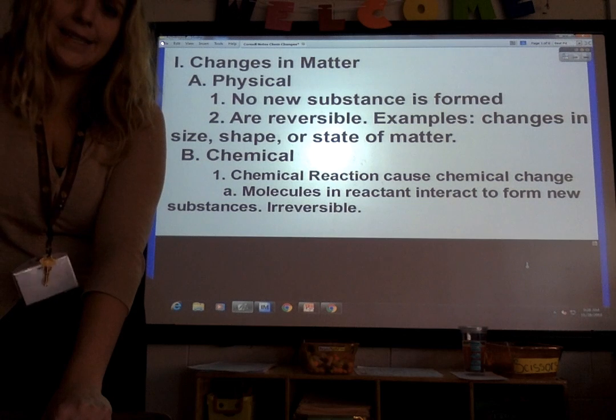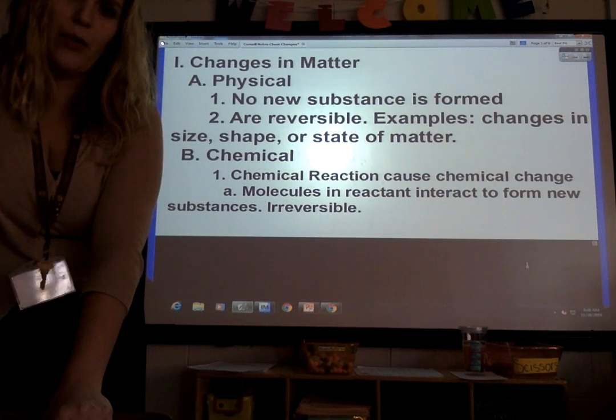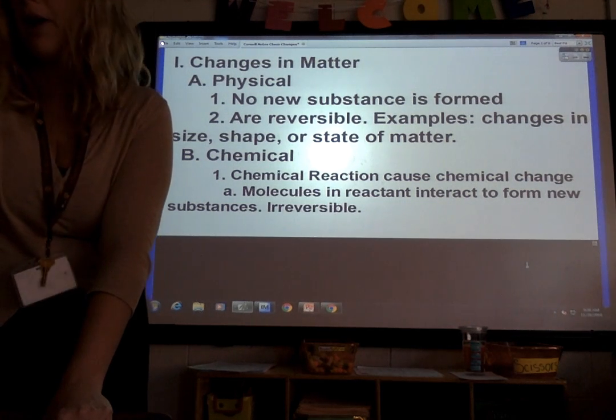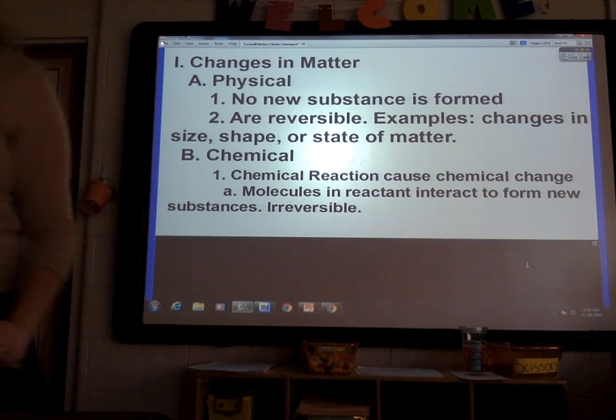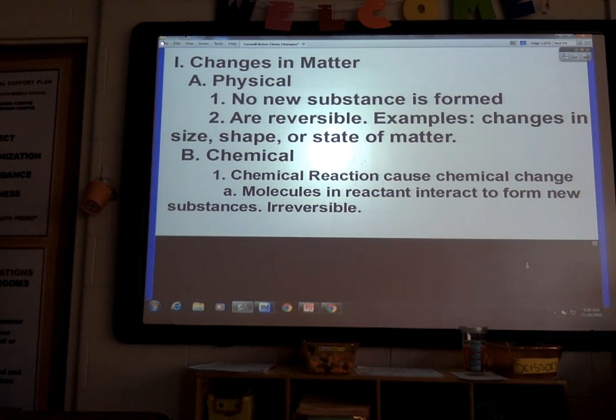And we're going to look at that same example again today as we continue kind of talking about changes in matter. So right now, you should have all of your places filled in under changes of matter, number 1 on your Cornell note sheet.